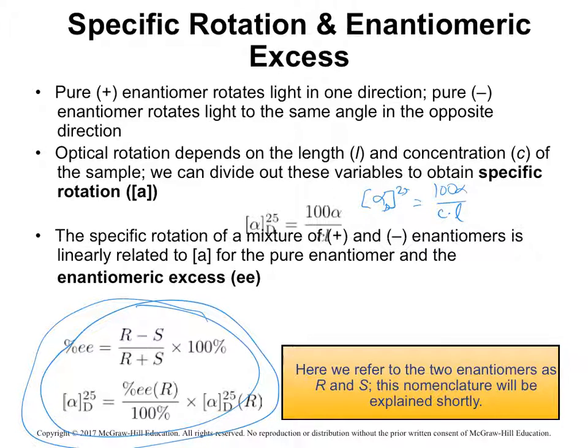However, it is important to know what R and S mean, and I'll explain that in just a moment, or maybe next class. R and S is just one way that they talk about whether it's rotating light in the positive direction or negative direction. One enantiomer is called the R enantiomer, one's called the S enantiomer.